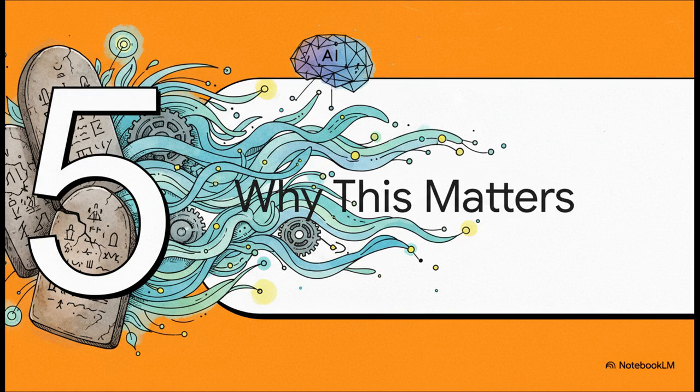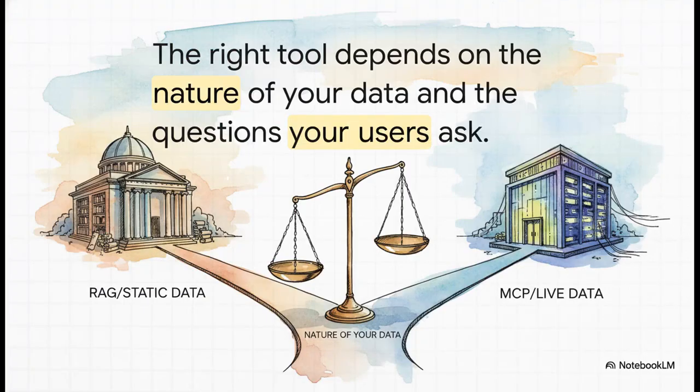So, why are we spending all this time on this distinction? Well, because understanding the difference between static knowledge and live data is the absolute key to building AI applications that aren't just clever, but are actually useful and reliable. You know, the biggest takeaway here is that there's no single best solution. The right choice, whether it's RAG, MCP, or a hybrid of both, it depends entirely on the kind of data you have and the types of questions your users are going to ask. It's all about matching your architecture to your actual use case.